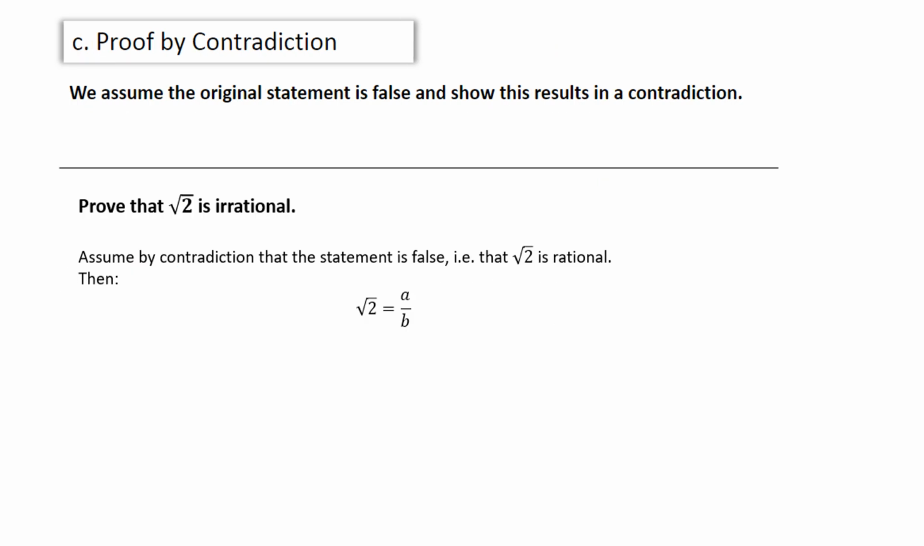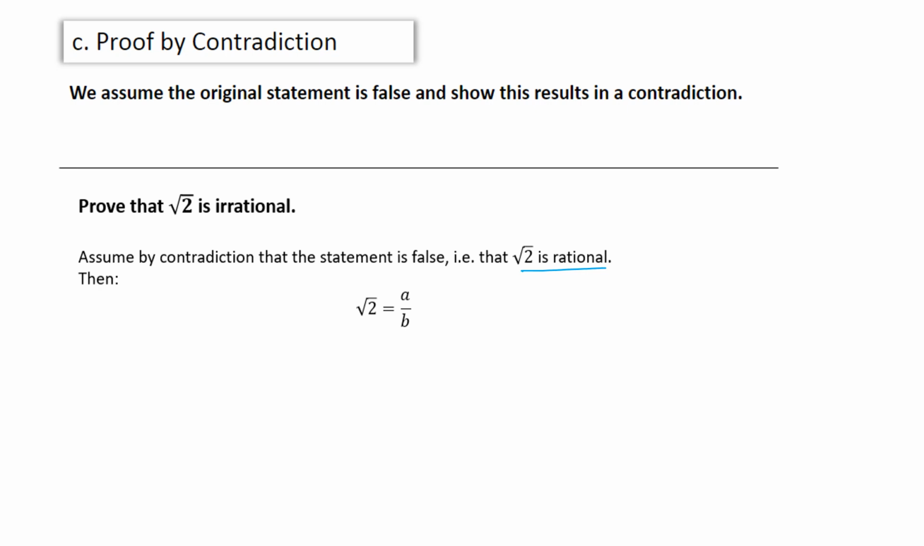Here's an example of a proof by contradiction question. So when you're proving by contradiction, whatever you're trying to prove, you start with a statement that says we are assuming that that is false. So if we're trying to prove that root 2 is irrational, we start with a statement to say that root 2 is not irrational and therefore it is rational.